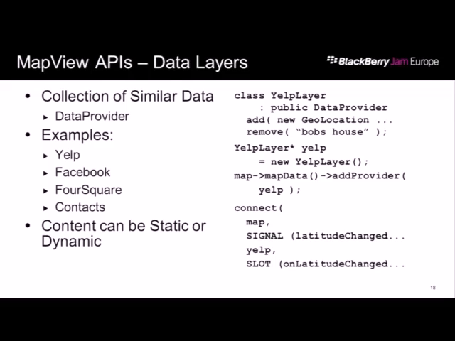A layer can be static or dynamic. In my scenario, my friends' home addresses were static, so I didn't bother dealing with when the map moves. However, the Yelp restaurant layer, I can set it up such that if I move 5 kilometers to the east, I will then regenerate a list of restaurants and follow me as I drive along the road. So you can set up layers such that they are dynamic. Is that a question? No.